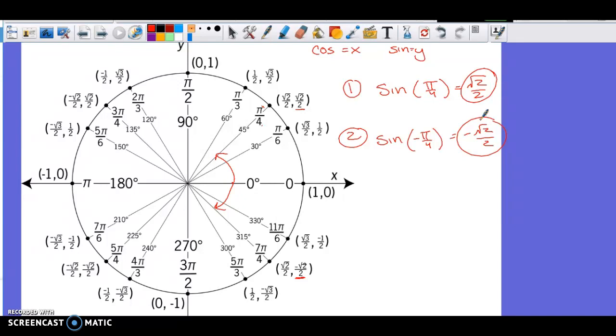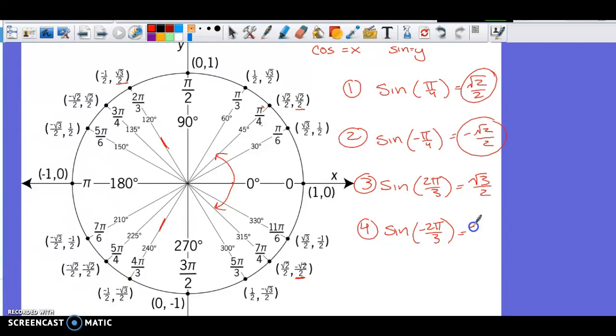So if I'm doing sine of 2 pi over 3, 2 pi over 3 is radical 3 over 2. Let's take a second and look at sine of negative 2 pi over 3. So again, instead of going in this direction, I'm going to go the opposite direction.